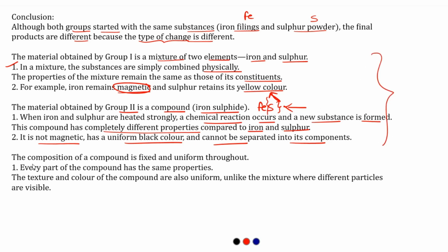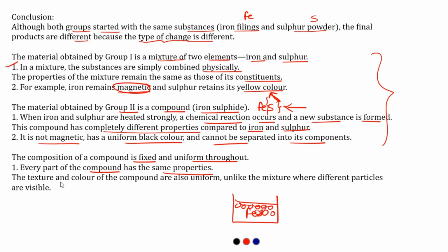So see the next one. The composition of a compound is fixed and uniform throughout. So in compounds, whatever composition is present, that is fixed and uniform. It will not change throughout. Every part of a compound has the same properties. So if in a beaker you take FeS, all the FeS throughout this beaker will show the same properties.